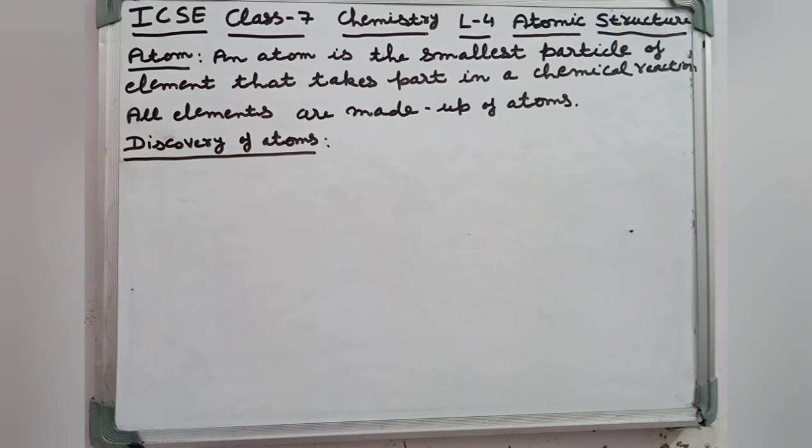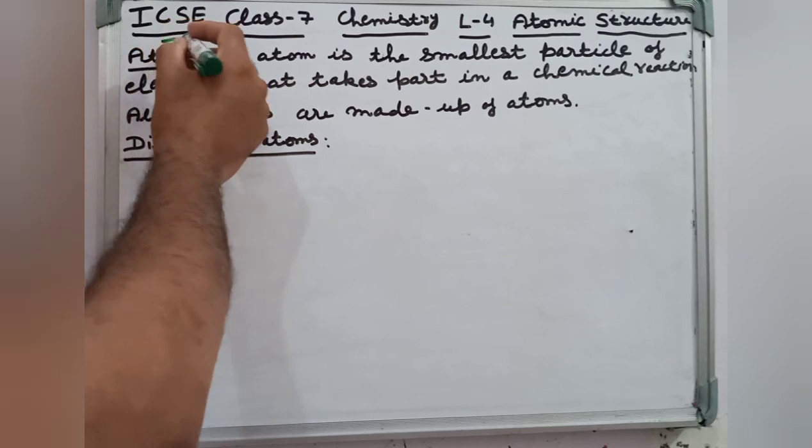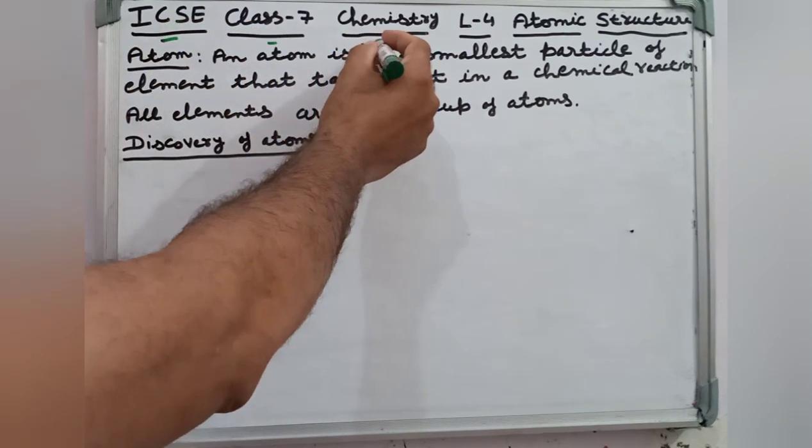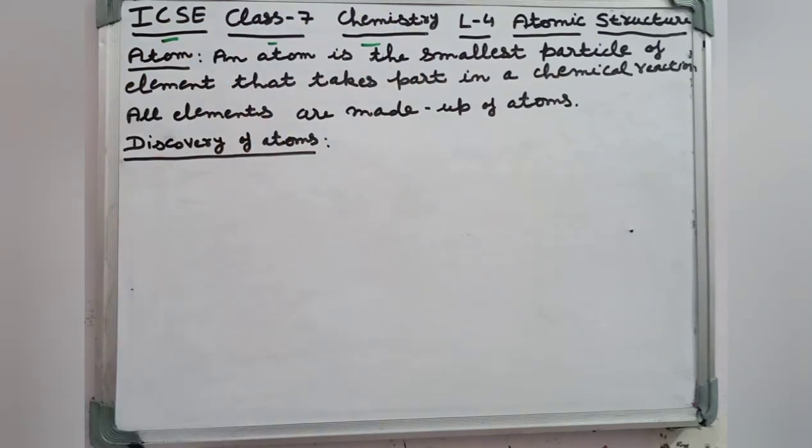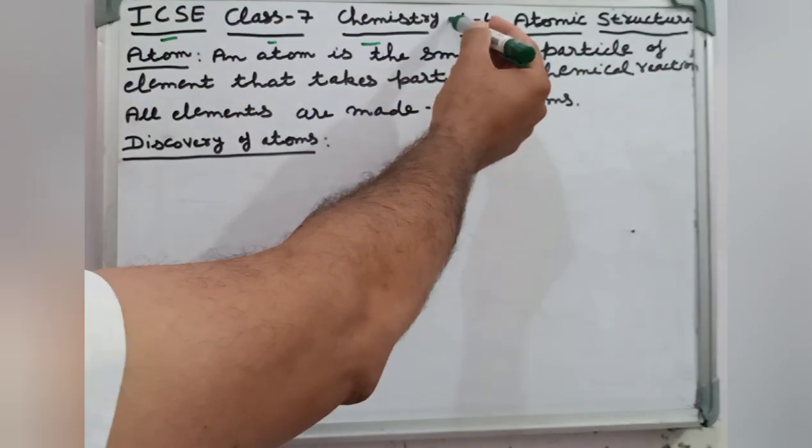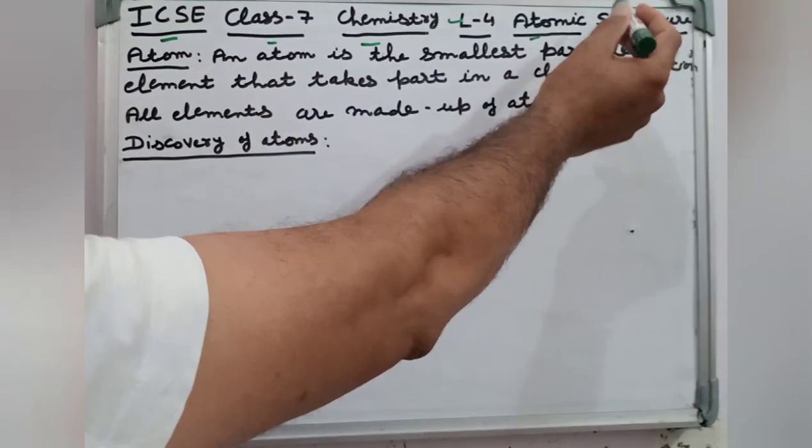In today's video, we will learn about chemistry, ICSE Class 7 chemistry subject, lesson 4, that is atomic structure.